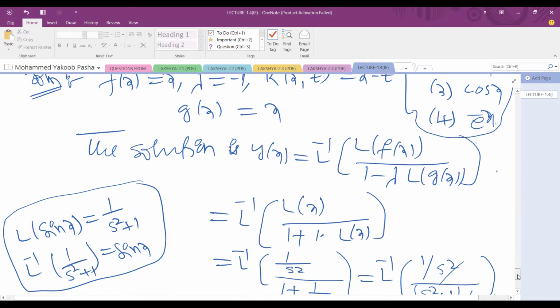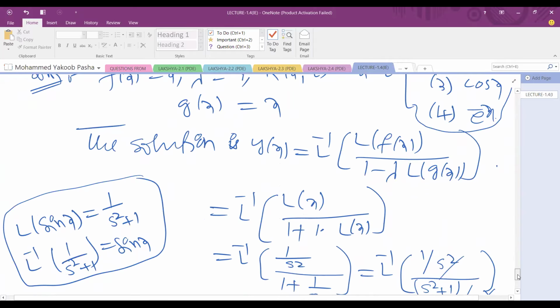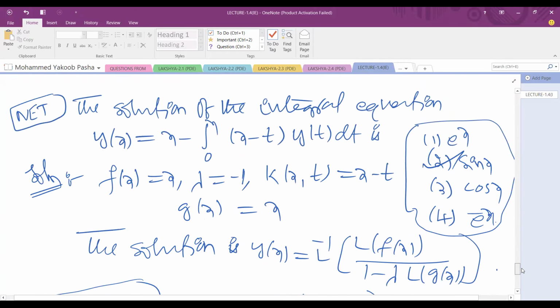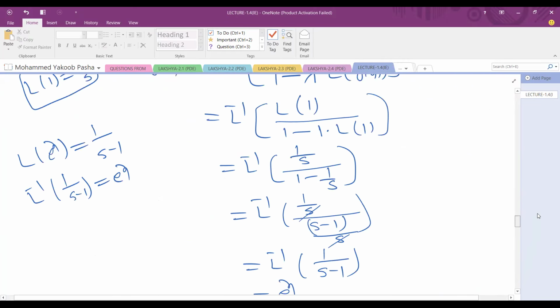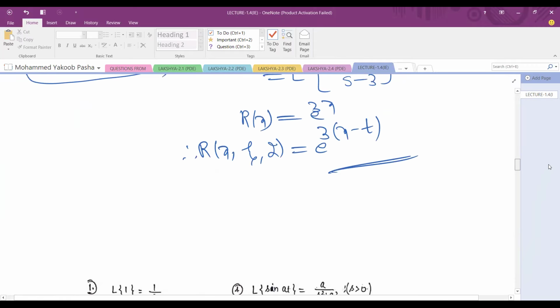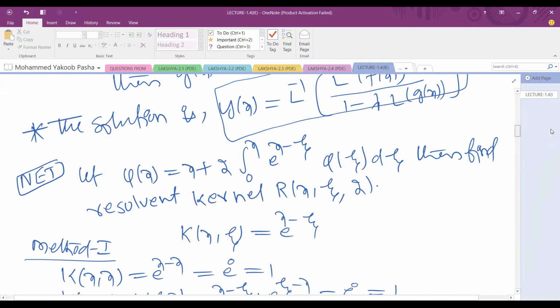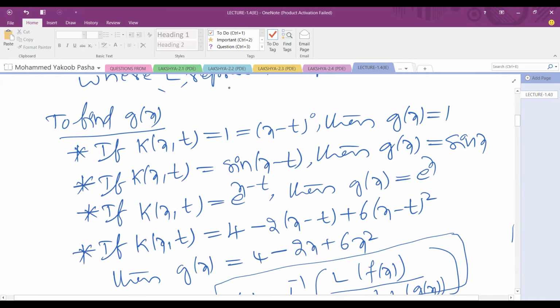How is g of x equal to x? I told you here how to find g of x. See, if the function k of x comma t is equal to 1, then g of x is 1. If k of x comma t is sin of x minus t, then g of x is sin x. If k of x comma t is e power x minus t, then g of x is e power x. What happens if it is only x minus t?